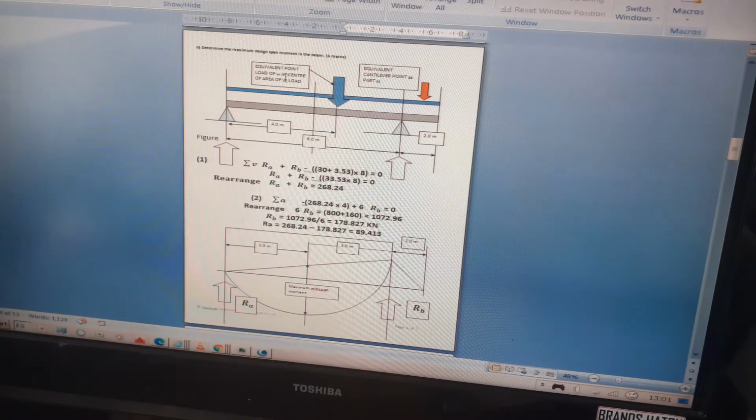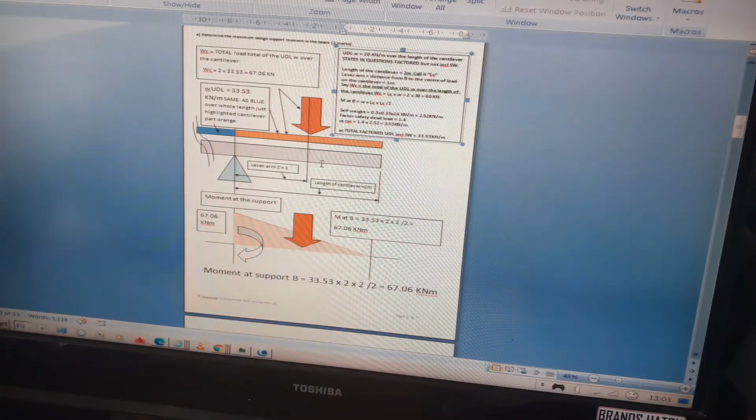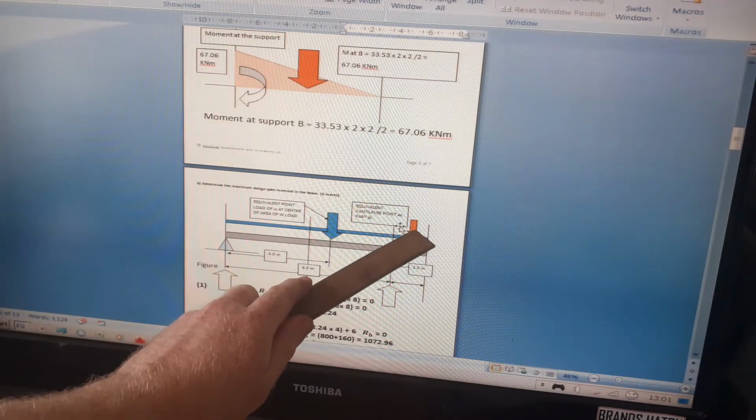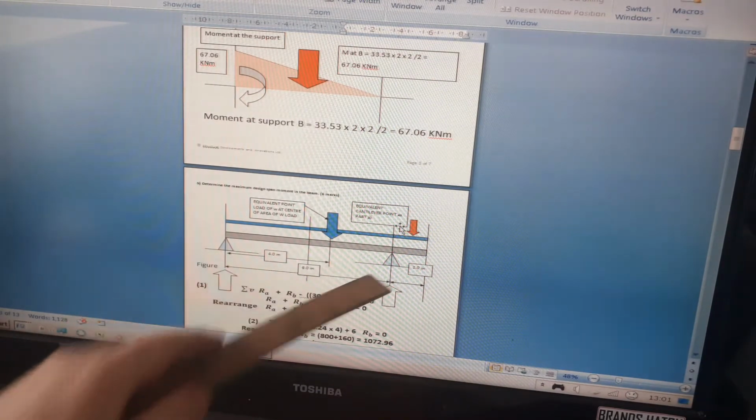So the equivalent point load of that UDL, where I've drawn it, is equal to 33.53 times 8. I'm going to use that in a minute. When I take moments about A, I'm going to use that equivalent point load to work out the support reactions using moments about A. Just to show as well, the little orange arrow I drew in part A of the question is the moment at the cantilever, so you can just see that on there.